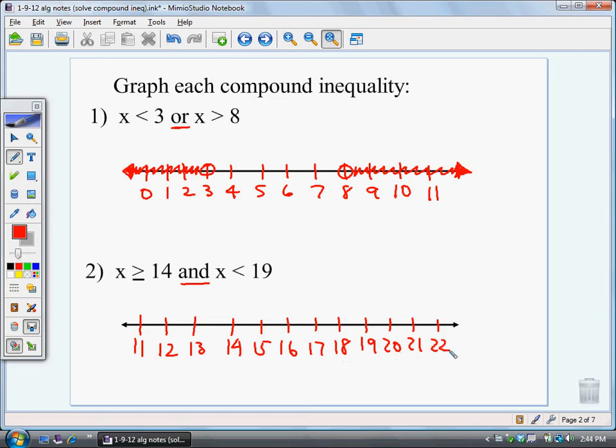And then now we just put our dots and our shading the way they would belong. X is greater than or equal to 14, we'd have a closed dot here. And then we're going to shade to the right, but it says and x is less than 19. So you'd have an open dot at 19, and you would only be talking about the numbers that are in between, because it says the word and. It has to be both. It has to be less than 19, and it has to be greater than or equal to 14. So those are only these numbers that are here in the middle.